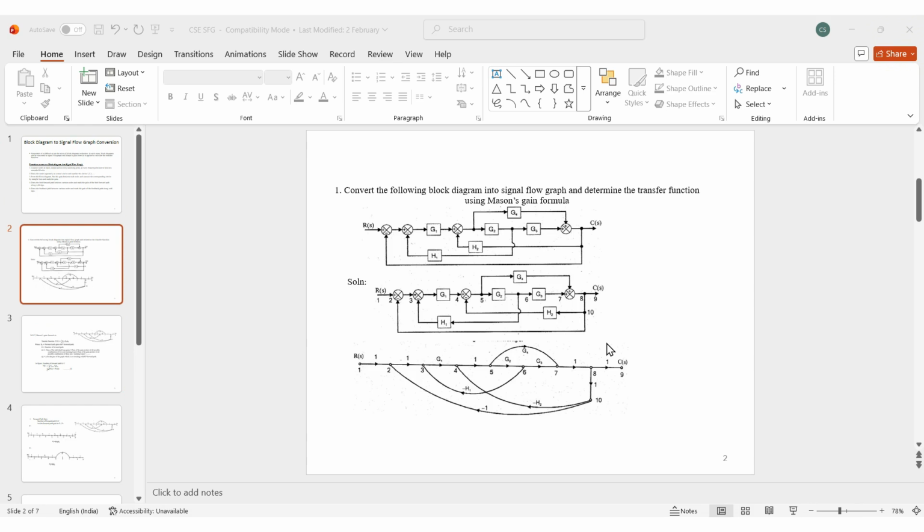Initially we represent all the 9 nodes as circles and number them from 1 to 9. After numbering, we draw directed line segments from node 1 towards node 9. Then we represent all the gains, the feed forward gains as well as the feedback gains, in the signal flow graph diagram. Looking at the diagram, across nodes 3 and 4 we have a feed forward gain represented as G1. So we represent it in the signal flow diagram.